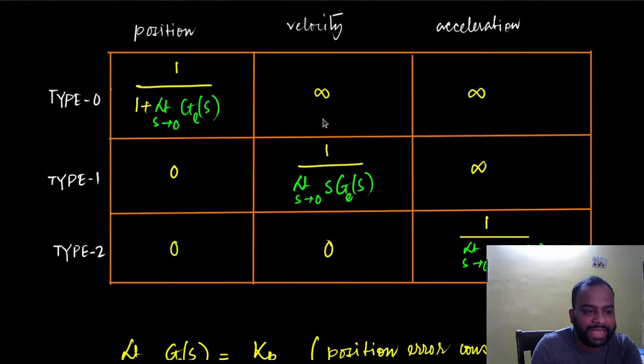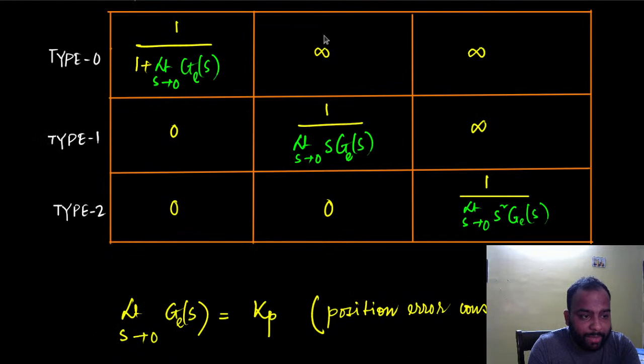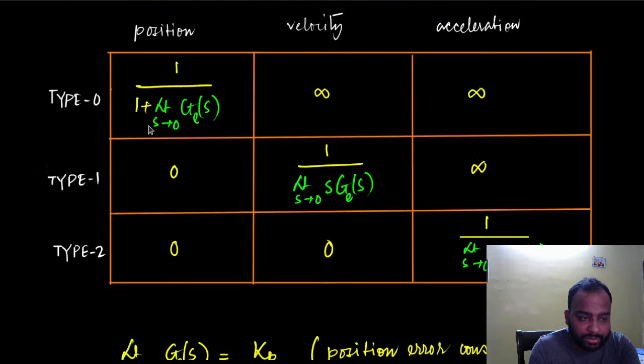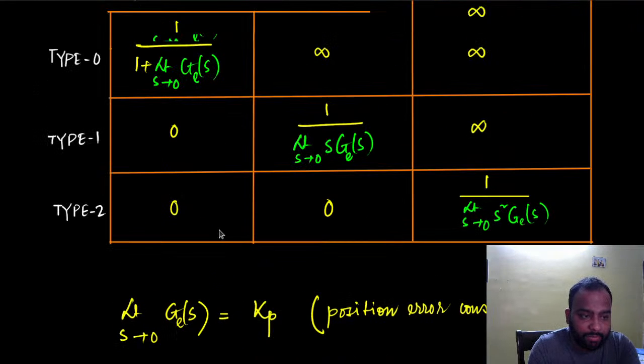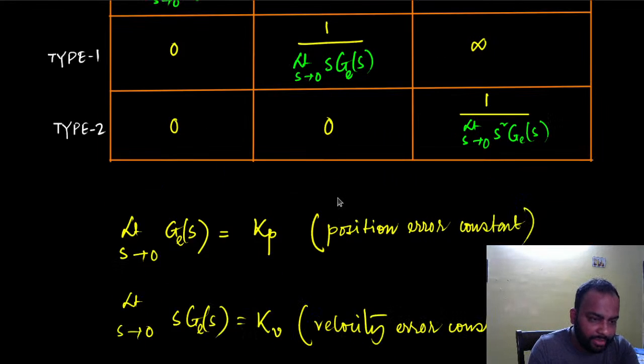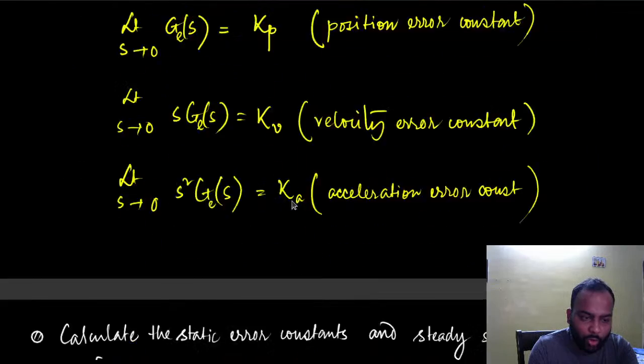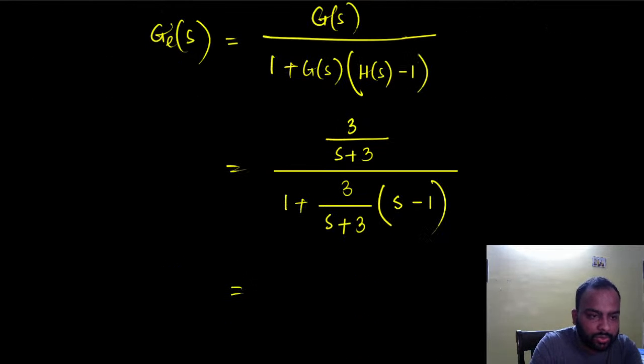This formula is also valid when HS is equal to 1, because if you look at this formula here, if HS is equal to 1, then what is GES? GES is just equal to GS, right? Because if HS is equal to 1, then this becomes 0, then I will have GS by 1, so GES will be equal to GS. So you can imagine these are the ultimate error constants, because if HS is equal to 1, then GES will become GS, just like that. And if HS is not equal to 1, then this is GES, right? So these formulas are valid always. All right, so we have that then.